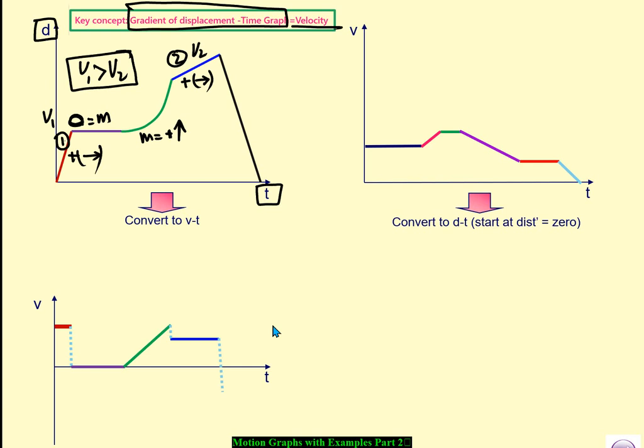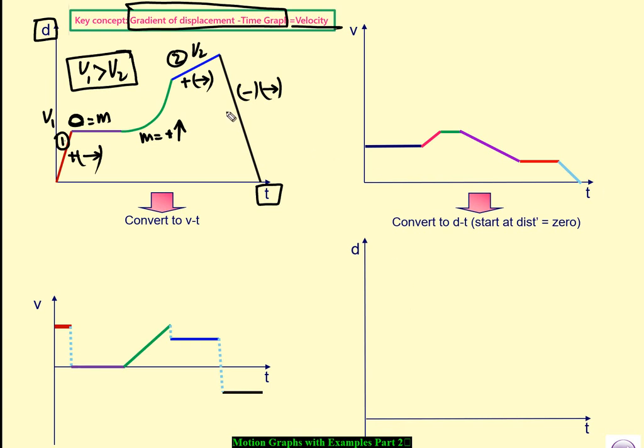So now this is how we can sketch. Now the last part, as you can simply see here, the gradient of this line is minus and gradient is constant. It means velocity has to be minus and constant. So this is how simply we can sketch.